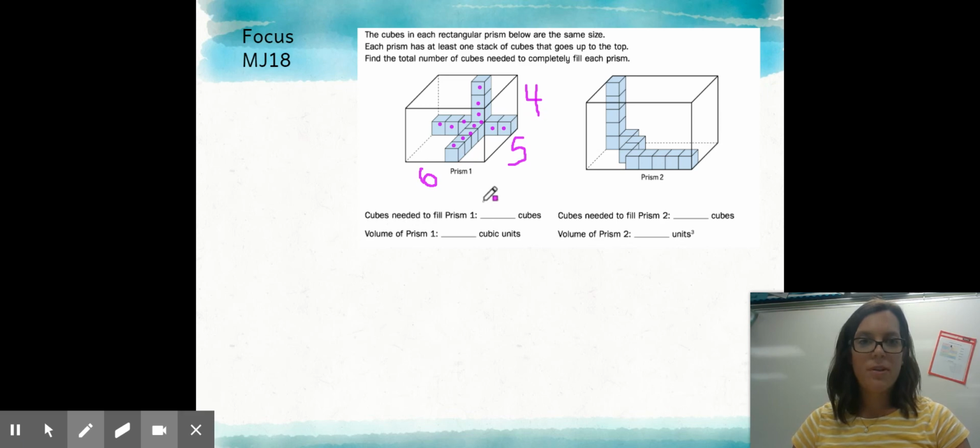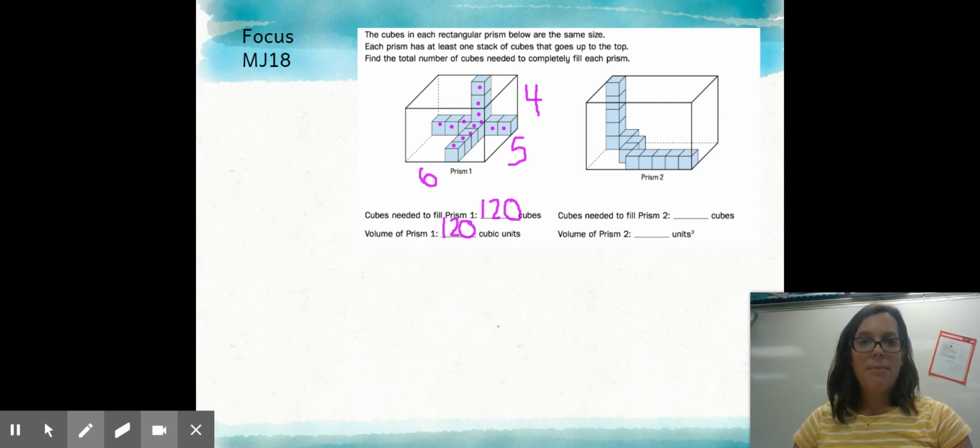Okay, so you should have had a moment to figure out what the volume is for this guy. And I'm going to do 5 times 4 first, which is 20. And then I'm going to do 20 times 6, which is 120. So I know that 120 cubes will fill this prism. So what is the volume of prism 1? Good. You should have said 120 cubic units. It will be the same because however many cubes fill the prism is however many cubic units it is for its volume.